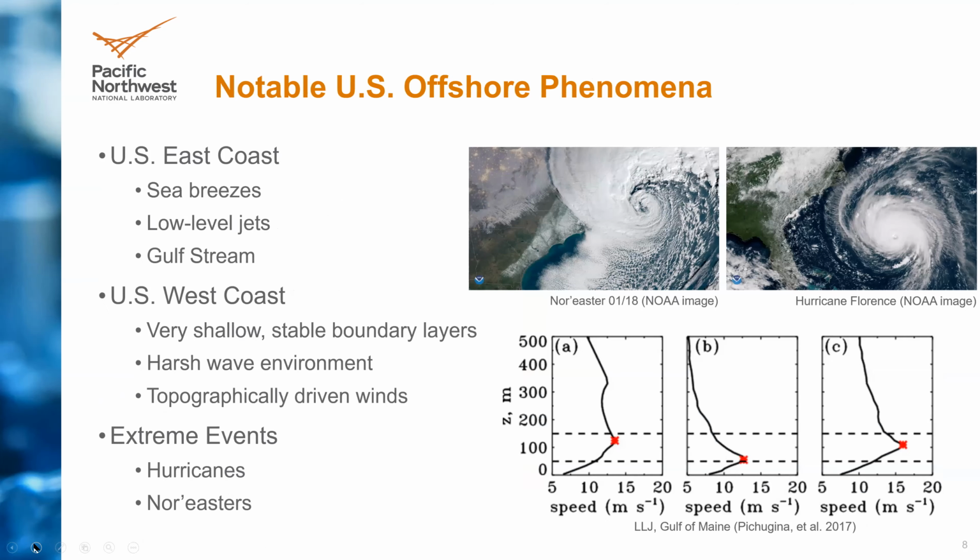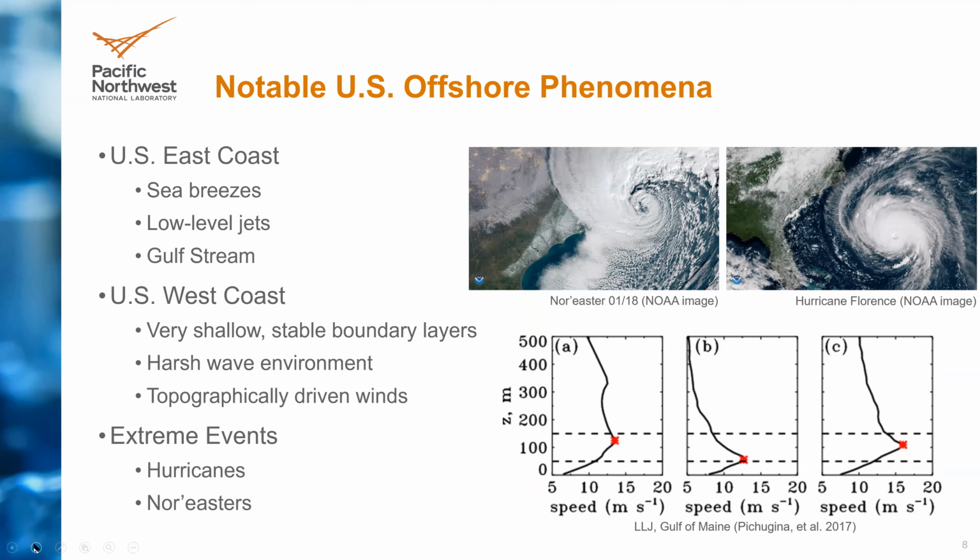So some of the notable US offshore phenomena, because we're talking about having wind turbines in the US right now, especially offshore. On the East Coast, we see a lot of these sea breeze events, low-level jets, and also Gulf Stream effects across the East Coast. And this is quite well known. Whereas on the West Coast, there are some effects which are known but not quite well known, and how they influence the offshore conditions.